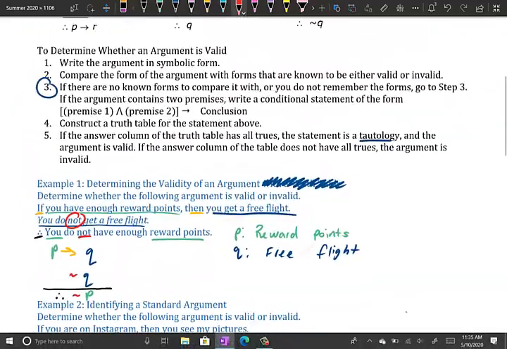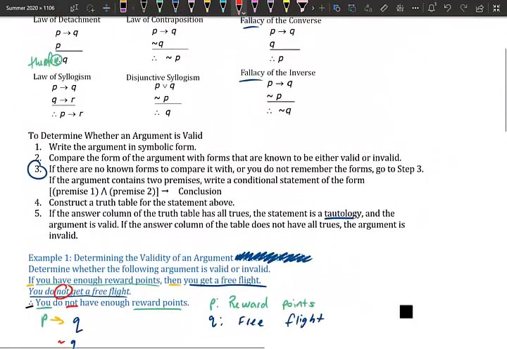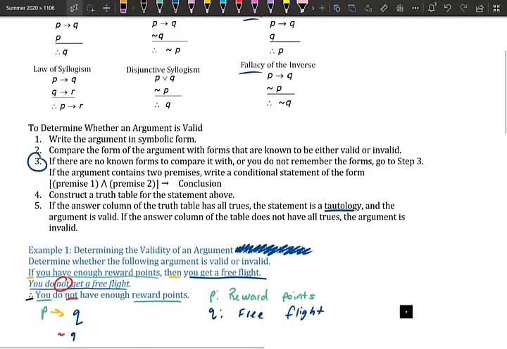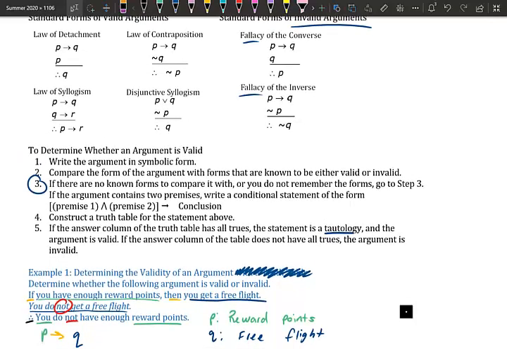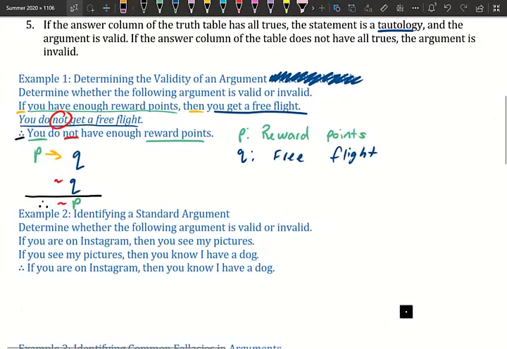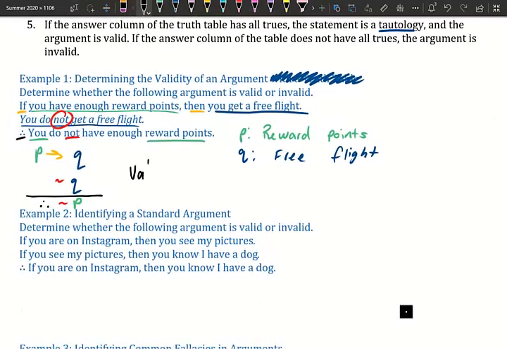Let's see if that matches any of our arguments. Go ahead and take a look. Do you see it? Alright, awesome. It's the law of contraposition. I was looking at the wrong word because I don't have it up. Law of contraposition. It looks just like this, so this is valid. And why? It's because it's the law of contraposition.